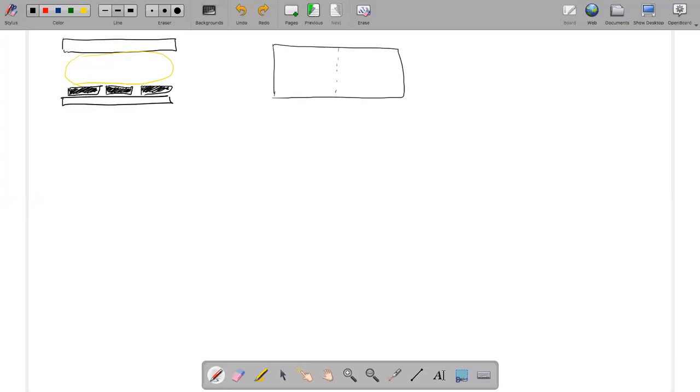Different components. You got the graham cracker, you got the marshmallow, and you got the chocolate. And it's a lot like any other kind of synthesis reaction.